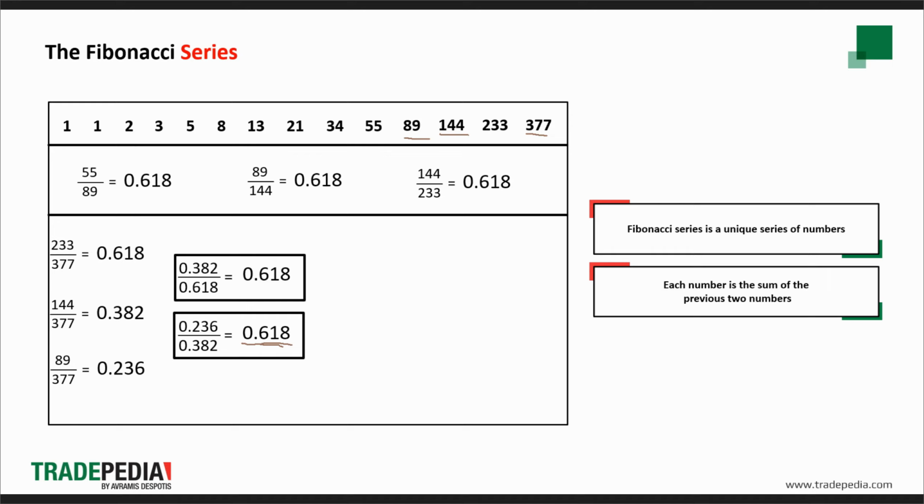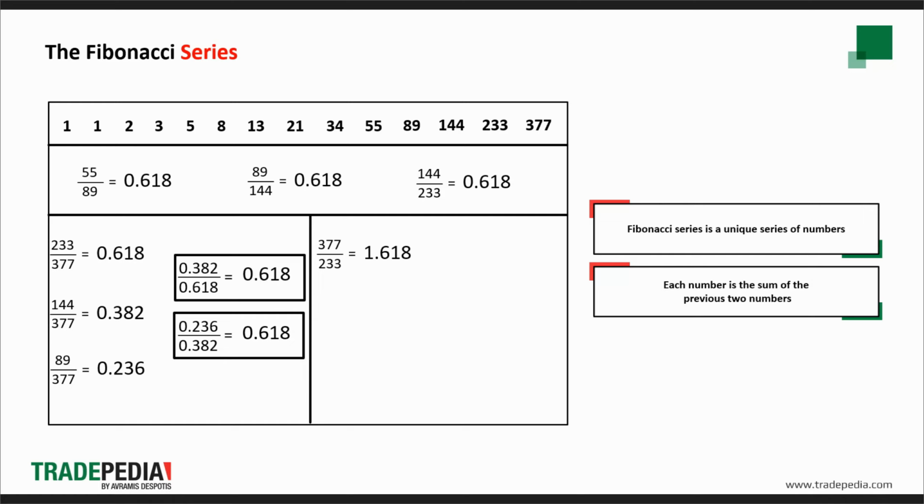So there are many other ways that these numbers are connected to each other. How about we take the larger number divided by the smaller number? We do the opposite calculation. For example, we take 377 divided by 233. We find another one of those magic numbers. That's what we call Fibonacci magic. This is another magic number, 1.618.